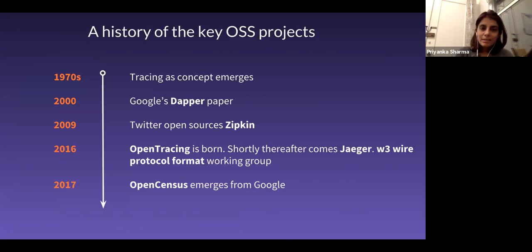And then in 2017 emerged another project called OpenCensus, which came from Google. OpenCensus is bigger really than just OpenTracing's mandate or just Jaeger tracing's mandate. OpenCensus aims to provide libraries for instrumentation for tracing and metrics.